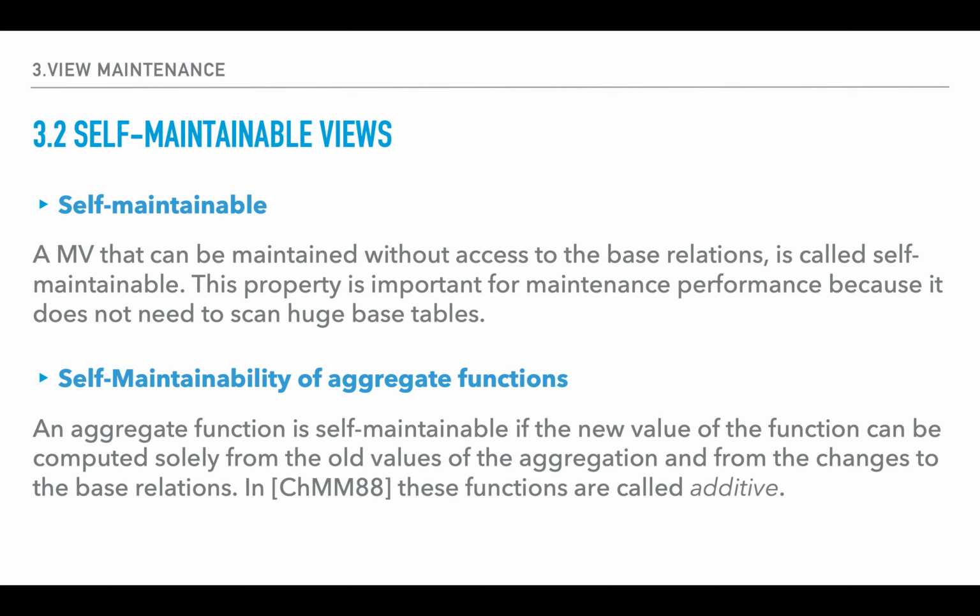A MV that can be maintained without access to the base relations is called self-maintainable. This property is important for maintenance performance because it does not need to scan huge base tables. An aggregate function is self-maintainable if the new value of the function can be computed solely from the old values of the aggregation and from the changes to the base relations. These functions are called additive.